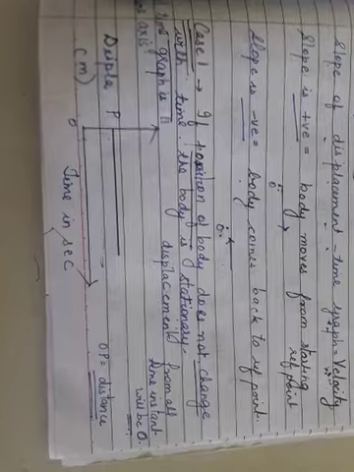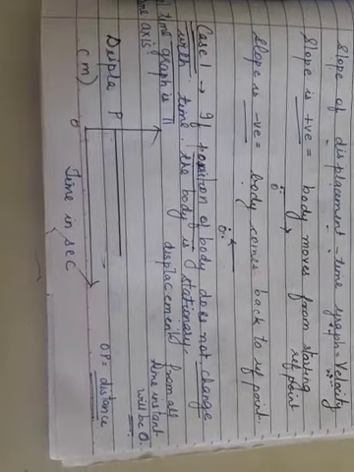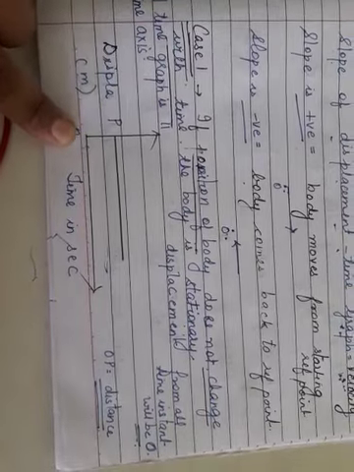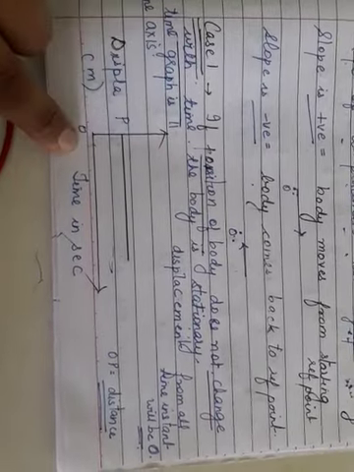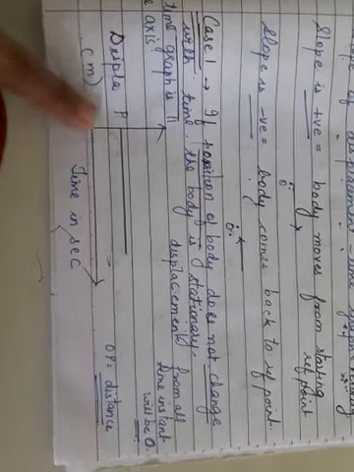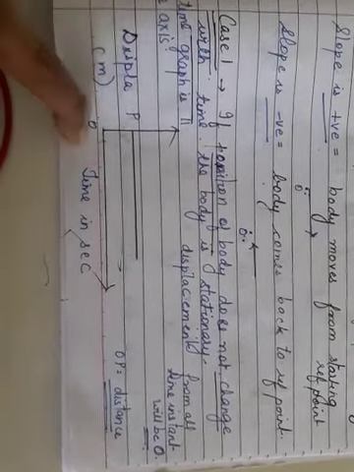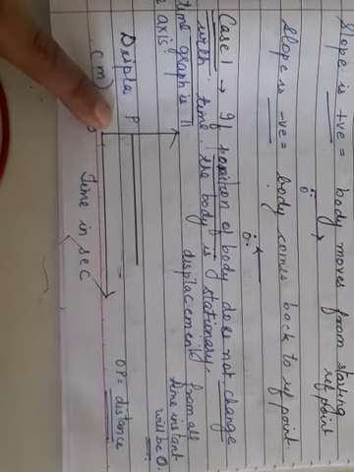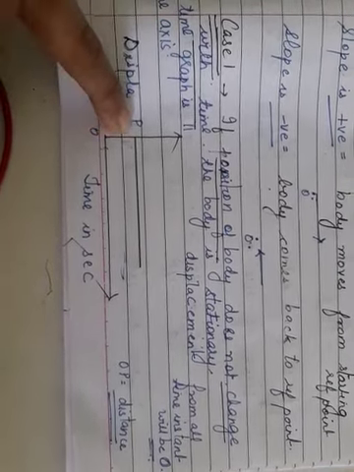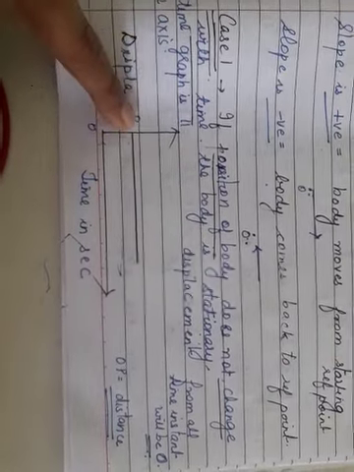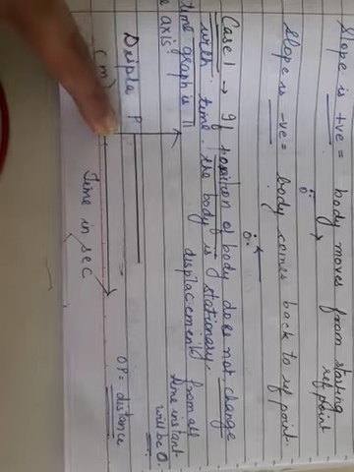I hope this is clear. So first case: the position of the body does not change with time, the body is stationary, and the displacement time graph will be parallel to the time axis. Here OP will be the distance traveled. Distance and displacement are two different terms, right? So this will be the distance, but the displacement is 0 because it is at rest.